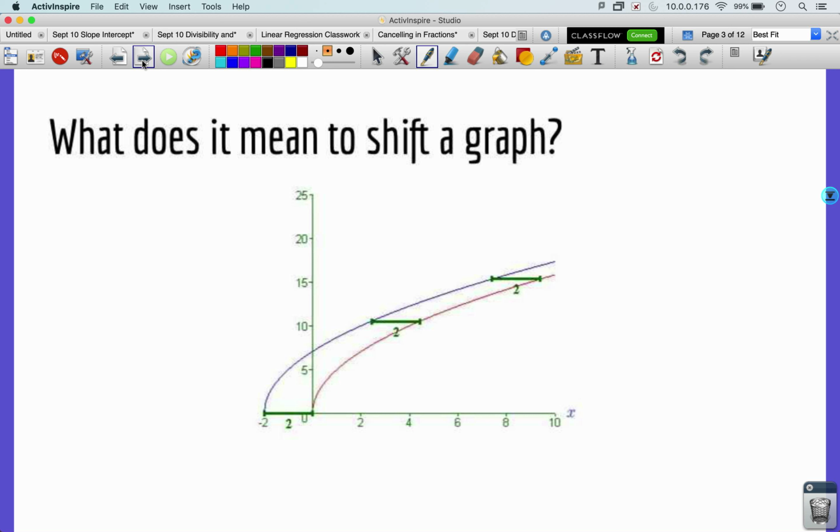Okay, so what does it mean to shift a graph? This is a technique for graphing where we can graph a simpler function and then shift it to where it needs to go. What does it mean to shift a graph? It's to take every single ordered pair and move it in the same direction, the same number of units. Here we can see that our red line is being shifted 2 units to the left, and every single point is moving those same 2 units.